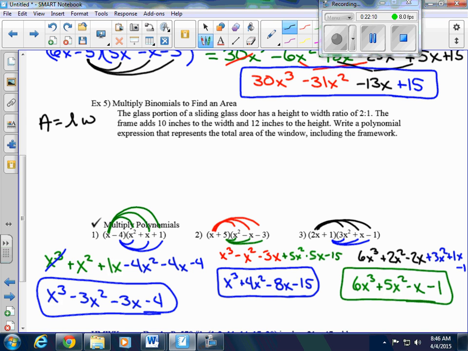And here it says a glass portion of a sliding door has a height to width ratio of 2 to 1. The frame adds 10 inches to the width and 12 inches to the height. Write a polynomial expression that represents the total area of the window, including the frame. So the first thing we're going to do is draw a picture. So we have a sliding door. It says this is 2x, this is 1. However, we're going to put a frame around it.